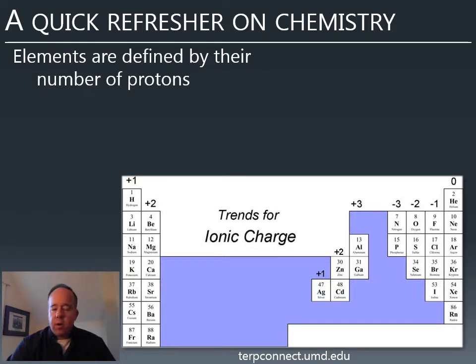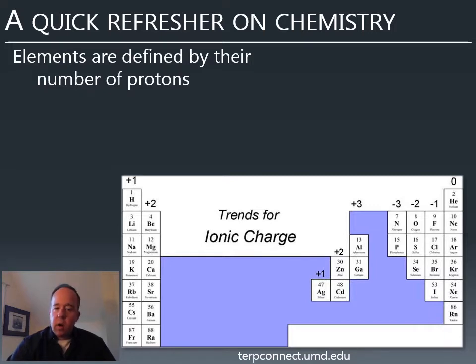But if we recall, chemical elements are defined by the number of protons they have. So hydrogen has 1 proton. Helium has 2 protons. That's what makes them hydrogen and helium. And protons have a positive charge. So if you add protons, it'll become a different element. If you take away protons, it will be a different element. So for a given element, the number of protons is constant.